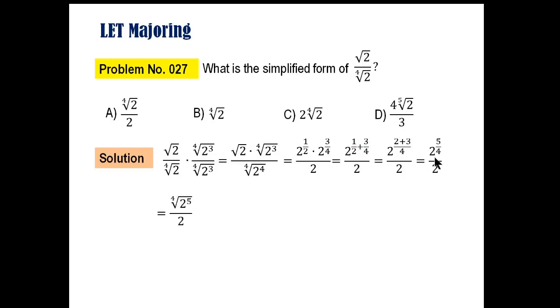Okay, so we will convert this to radical expression. Notice that our denominator in the exponent will become the index and the numerator will become the exponent of 2. So we have the fourth root of 2 raised to 5, the index is 4, and the whole thing over 2. We can still simplify this: the fourth root of 2 raised to 4 times 2 raised to 1, because 2 raised to 4 times 2 raised to 1 is 2 raised to 5. The fourth root of 2 raised to 4 is equal to 2. So the remaining inside the radical sign is 2 raised to 1, or 2 over 2. Then we can cancel 2. Okay, so the final answer would be the fourth root of 2, which is letter B.